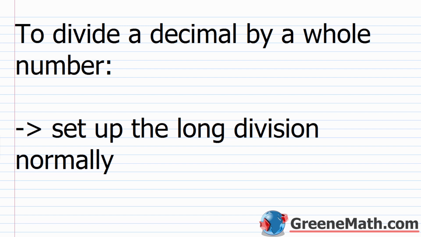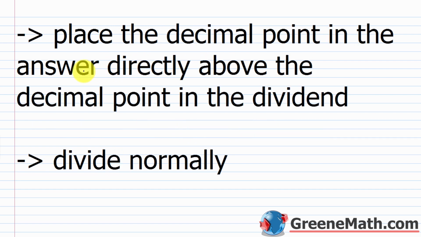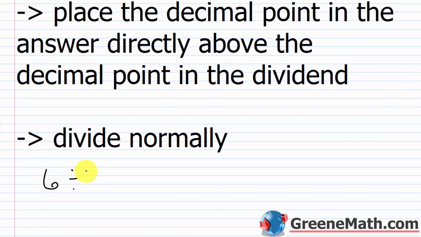It's no more difficult. So let's start out by saying to divide a decimal by a whole number, which is the easier scenario, we just want to set up the long division normally and place the decimal point in the answer directly above the decimal point in the dividend. Now I know we haven't talked about division in a while, so just remember if you have something like 6 divided by 3 equals 2, the 6, the amount you start with is the dividend. 3, the amount you're dividing by is the divisor. And 2, the answer that you get, or the result, is the quotient.